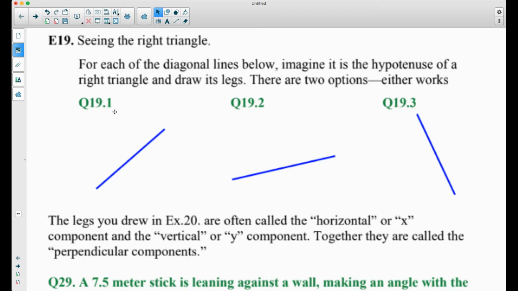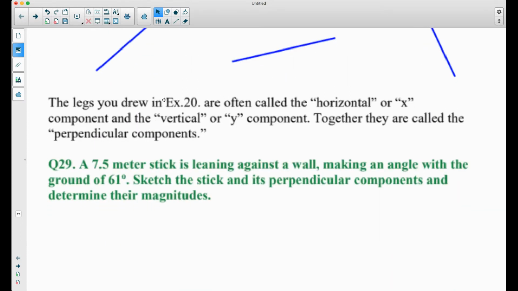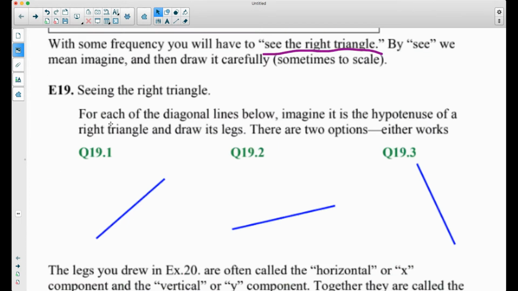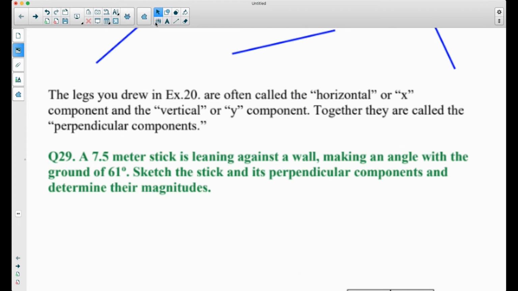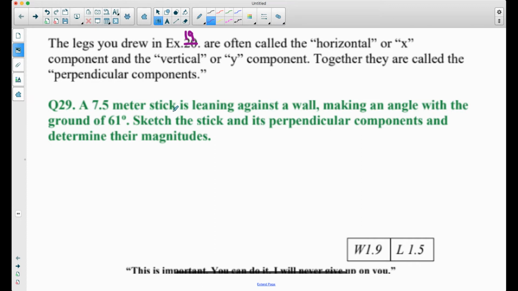Skipping over example 19, jump down to question 29 for a moment here. Sorry, this says 20, this says 19, a little bit of misnumbering. Anyway, this is 19 above. You can jump straight down to question 29 for a moment. A 7.5 meter stick is leaning against a wall, making an angle with the ground of 61 degrees.